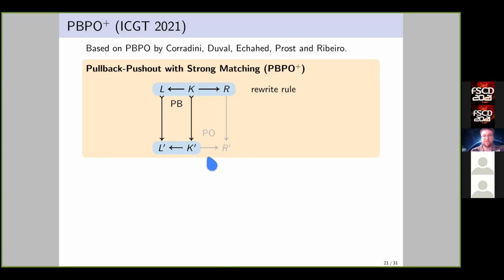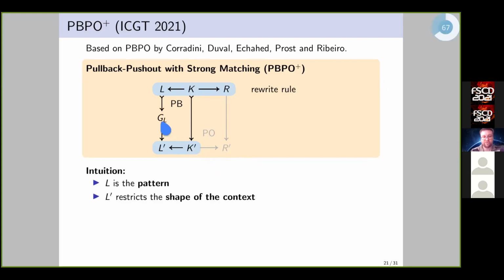Now, how does a general rewrite step work? The idea is that our host graph GL is sandwiched in between L and L prime. So L is the pattern that has to appear as a subgraph of our host graph GL. And L prime is a type graph that restricts the shape of the context surrounding the pattern. So the L prime tells us how the host graph can look around the pattern. Now we have here a co-span now, and we can simply form a pullback for constructing a graph GK.